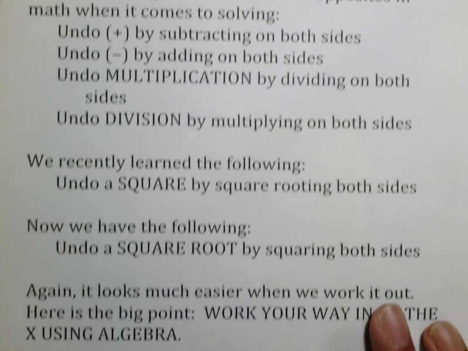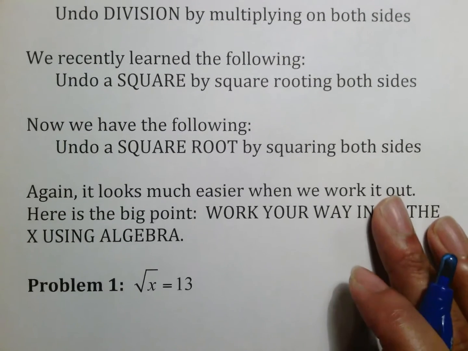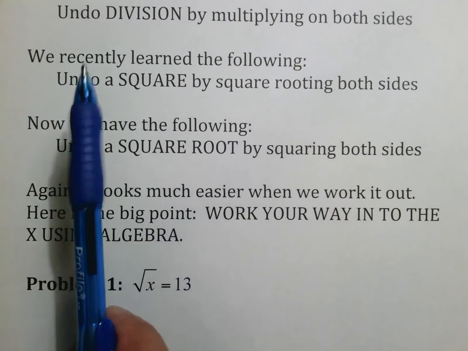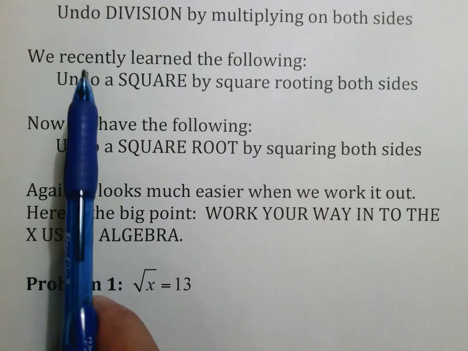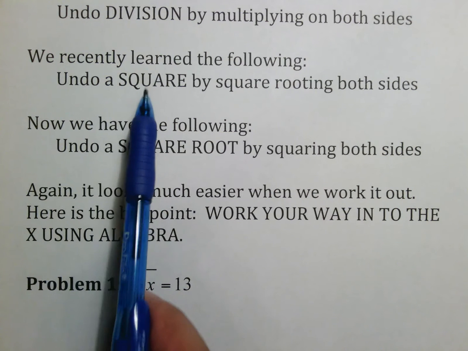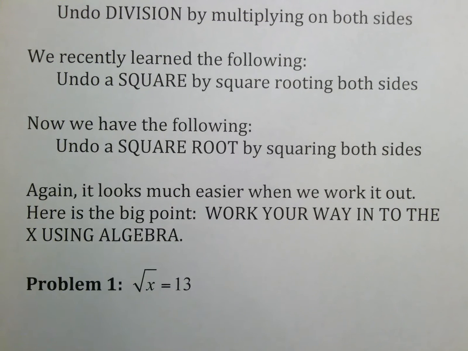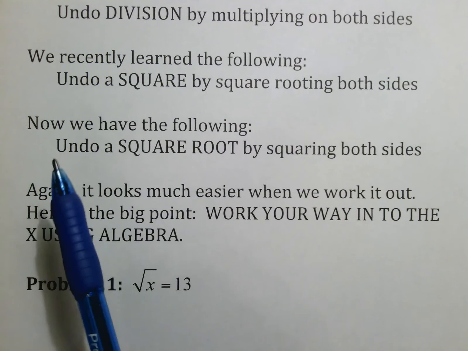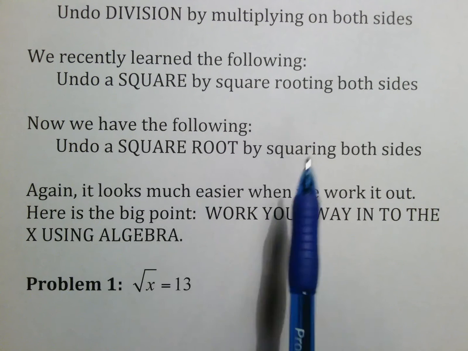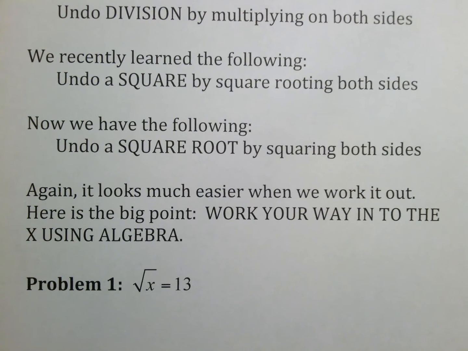I don't know if it was last unit or the unit before, but when we were doing parabolas and quadratics, we learned that if something is squared, we could square root both sides, if you remember that plus or minus game that we did. And so therefore you understand that to undo a square root, we simply square both sides. It is much easier when you work it out, not when you read all those words.